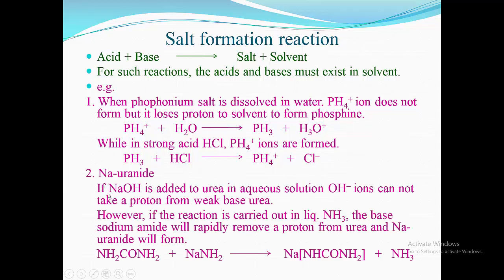Sodium uranide. If NaOH is added to urea in aqueous solution, OH minus ions cannot take a proton from weak base urea. However, if the reaction is carried out in liquid ammonia, the base sodium amide will rapidly remove a proton from urea and sodium uranide will form.